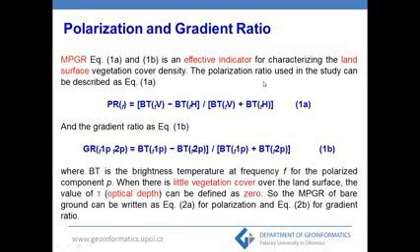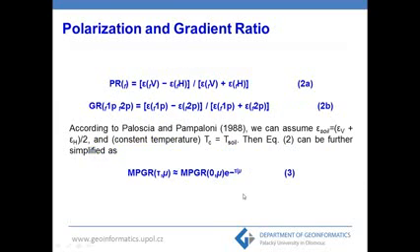Actually, MPGR values are an effective indicator for land surface vegetation cover density. So here I put brightness temperature value in place of frequency. If there is little vegetation cover, then optical depth can be defined as 0, and we can use emissivity in place of brightness temperature. And again, the formula is still the same. In place of brightness temperature I put emissivity. So according to Paloscia and Pampaloni, we can assume the emissivity of soil is equivalent to the emissivity of vertical plus horizontal frequency divided by 2, and constant temperature is equivalent to soil.